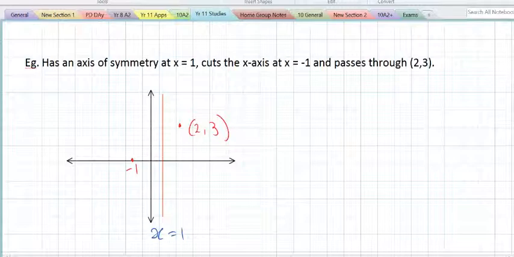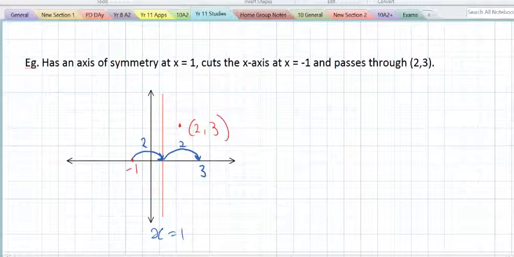Alright, you can think about this visually. I like it visually, or you can think about it algebraically. Visually, the distance between there and there is 2. Okay? So the next intercept must also be 2 over. At 3. Yeah? Because 1 plus 2 is 3.